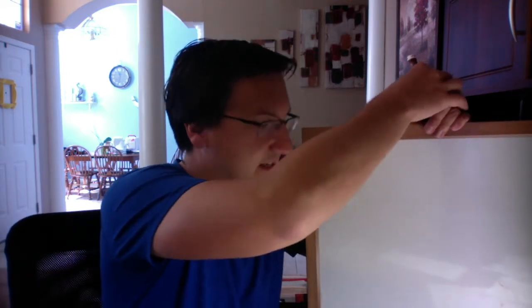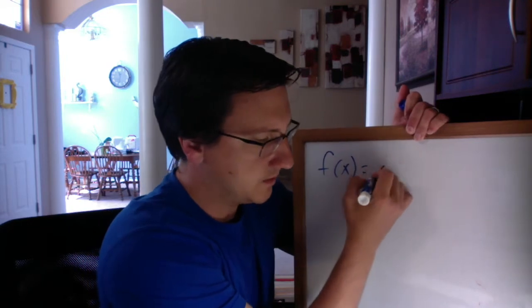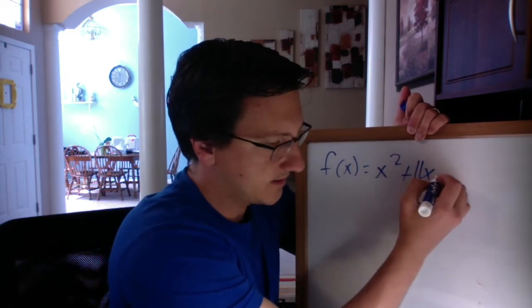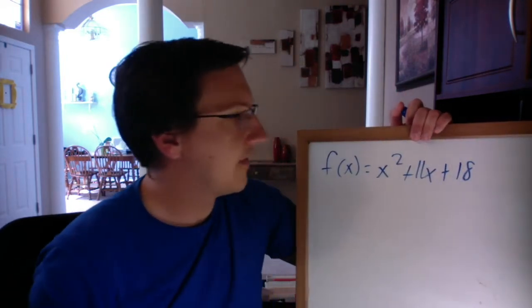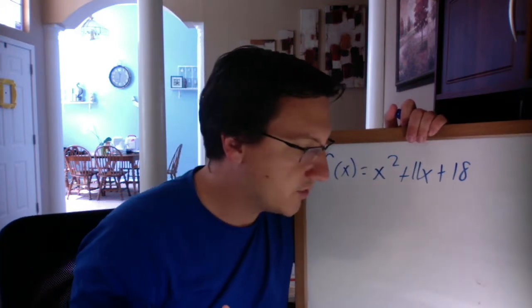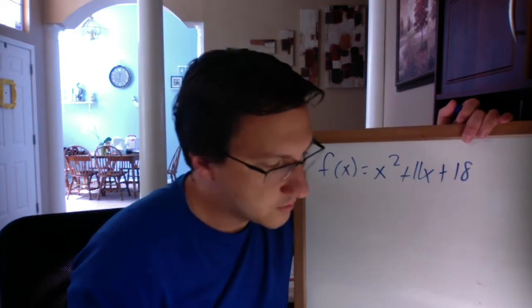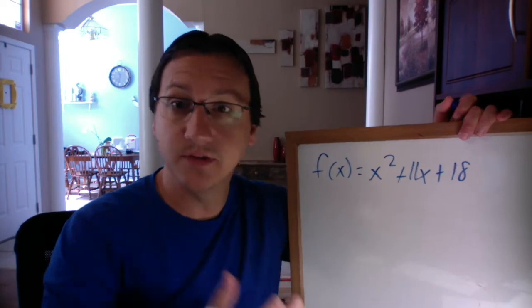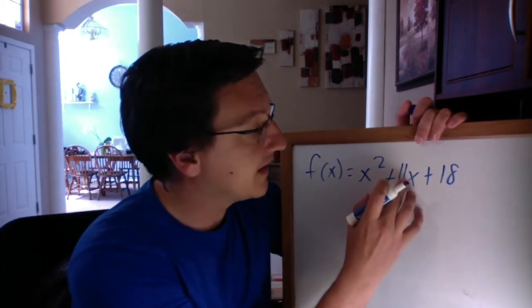I'm on page 586. So for example, it'll say f of x equals x squared plus 11x plus 18. That's essentially just like what you're going to be doing for 20 through 28, which is when they're set to equal 0, which is what I showed you at the end of the last video.